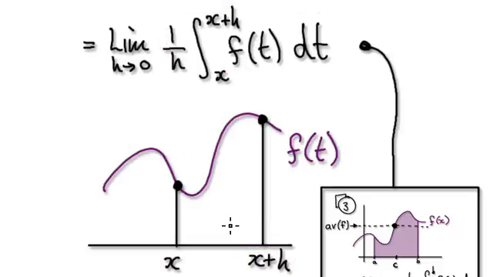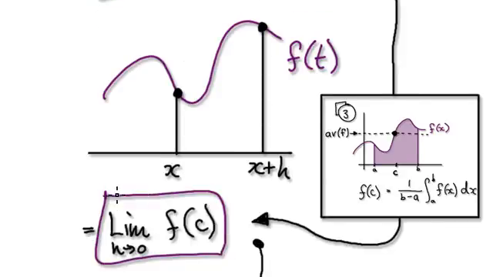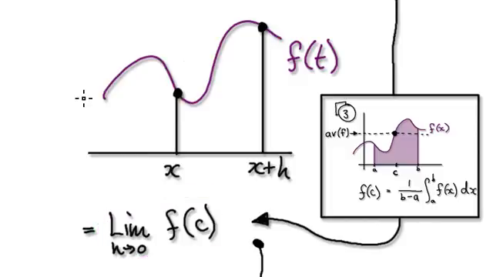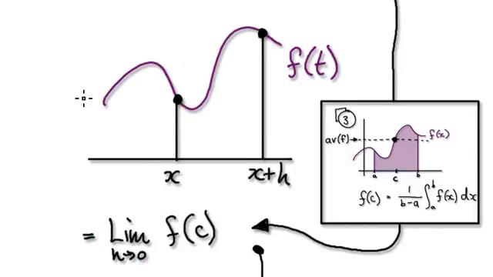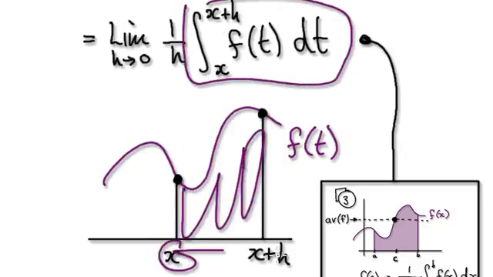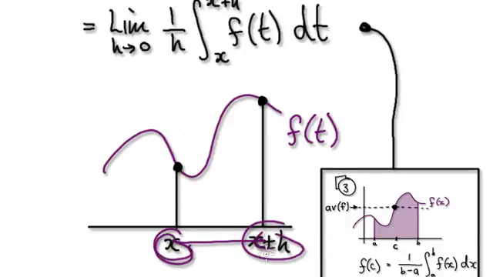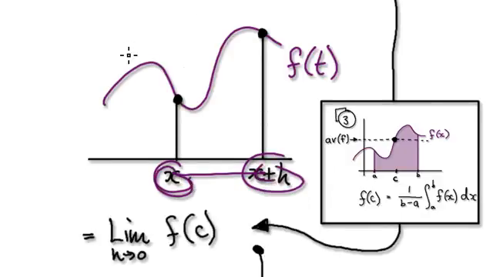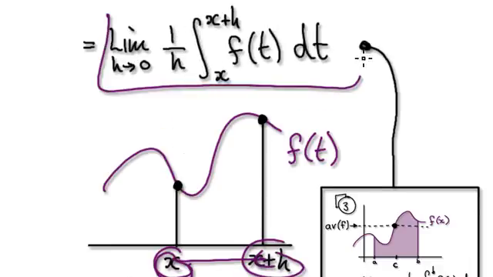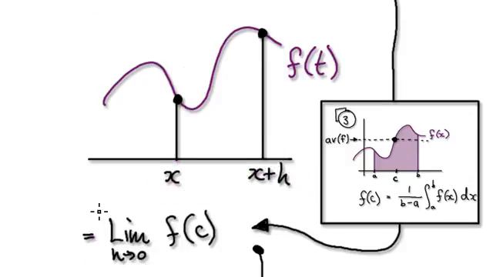We've done this several times before. You should be able to understand that from here we can jump to here. I've explained this several times in some of the earlier videos. Remember that this here is the area. When you divide it by the width, it gives you the average height. There must exist a c somewhere between x and x plus h where it equals the average height. So we can jump from here to here.